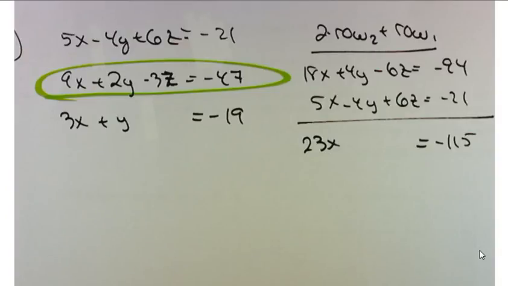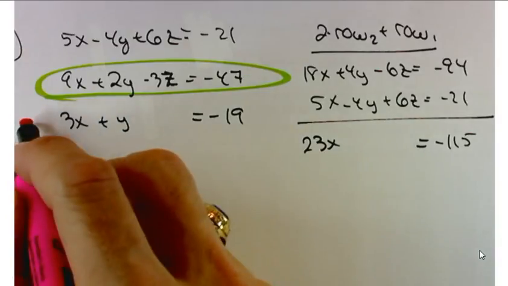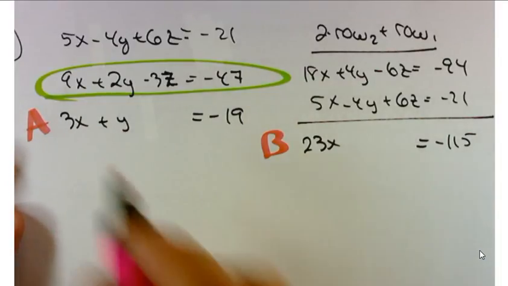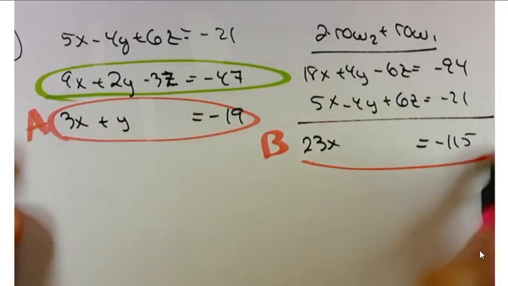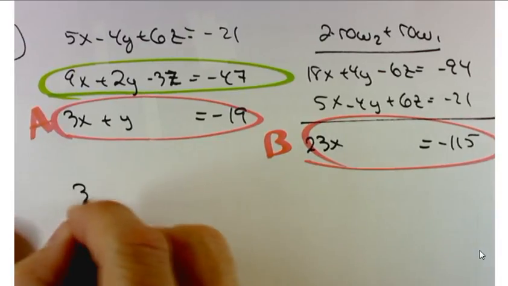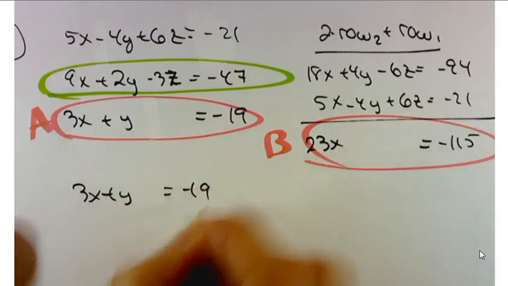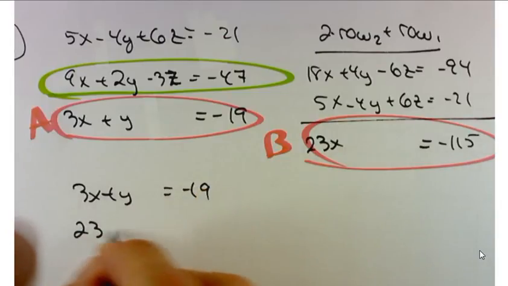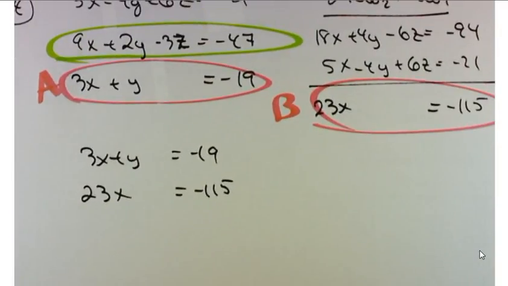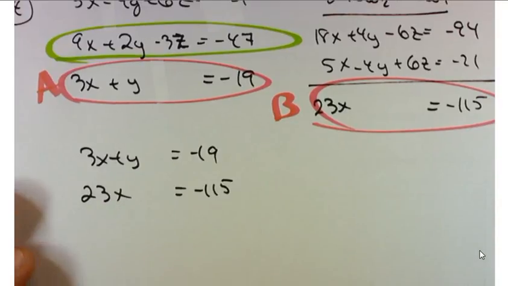Perfect. This is what I wanted. I wanted two equations that just had the same two unknowns. And that's these two. So 3x plus y equals negative 19. And 23x equals negative 115. But that's what I was looking for. I was looking to try and get two equations with the same two unknowns. Well, let's solve these. And you're free to solve these any way you want.